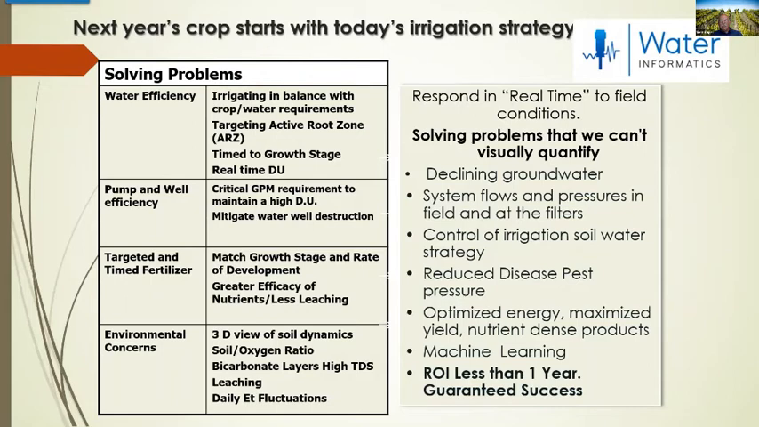System flows and pressures in the field and at the filters, that's critical, to control irrigation for soil water strategy. Obviously, we talked about reducing disease and pest, optimized energy, maximized yield, nutrient dense products. You know, we can up our game. There's no question, by how we do things.